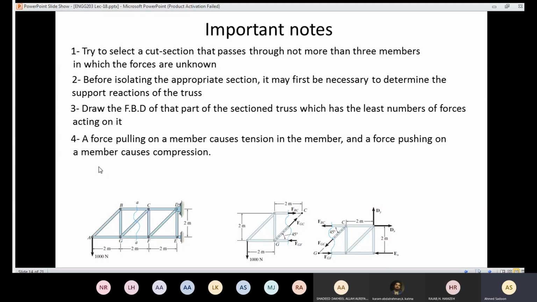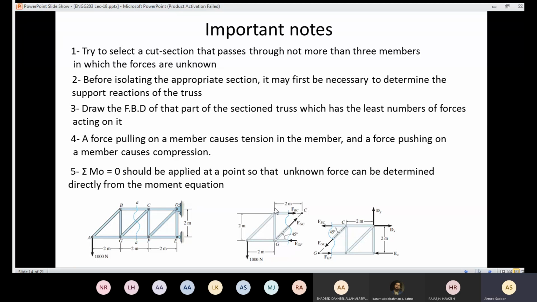Number 4, you need to remember that if the force is pulling on a member like this one, that means I'm going to have tension in the member, like here and here. If the force is pushing on the member like this one, that means here I have compression.